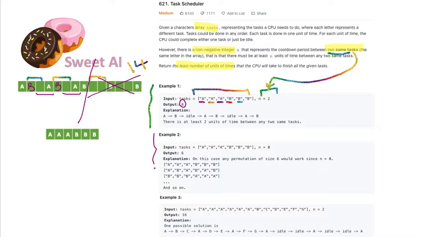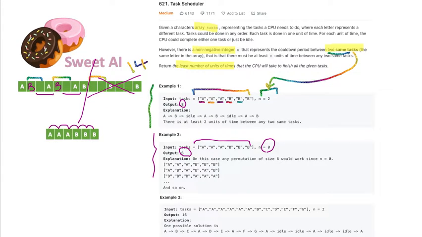Let's go through the second example. In the second example, as you see, the cooldown period is 0. So the tasks, even if they are similar or not similar, can happen after each other. So it does task A and then another A and B and so on. So the cooldown period is equal to the length of the tasks. By using this information that we have gathered from these examples, we can implement our coding.